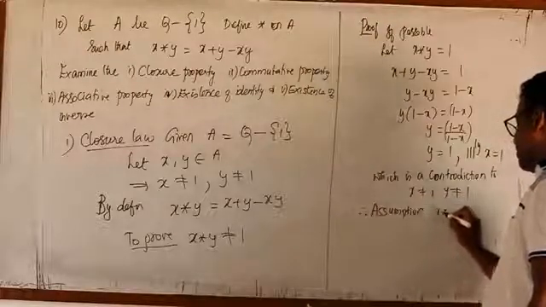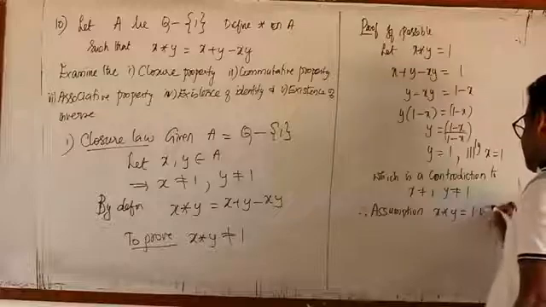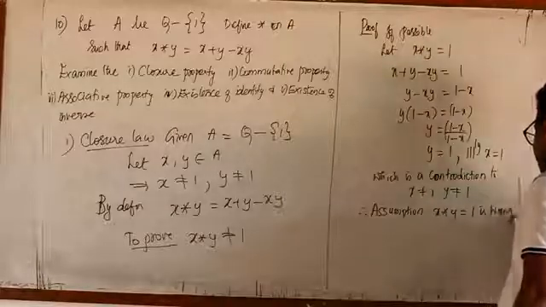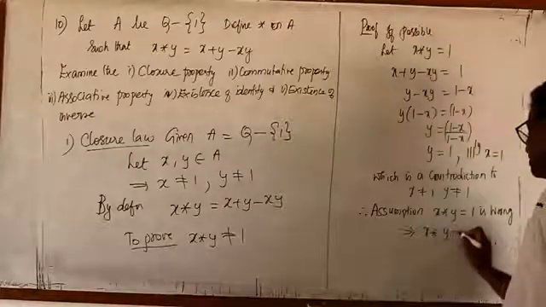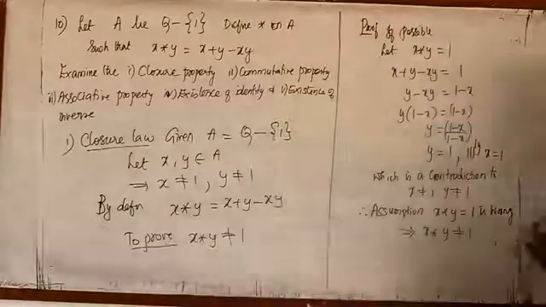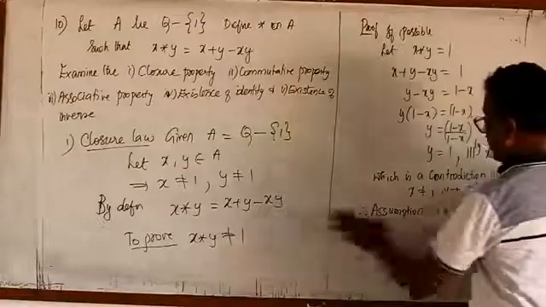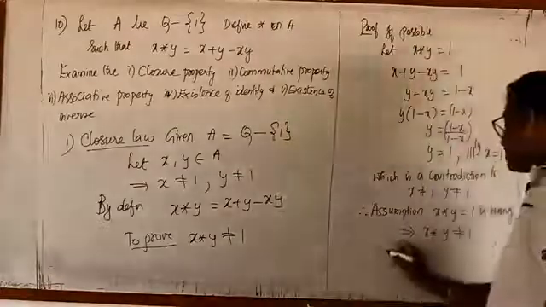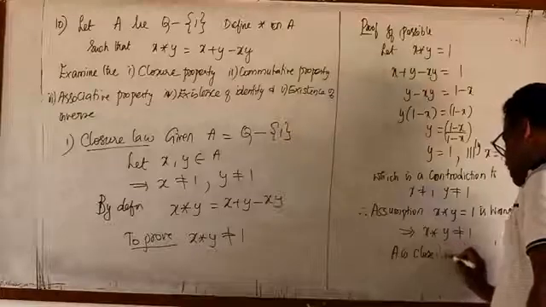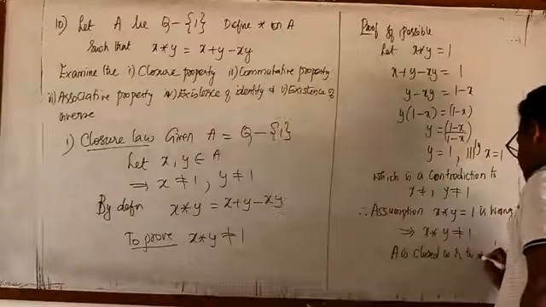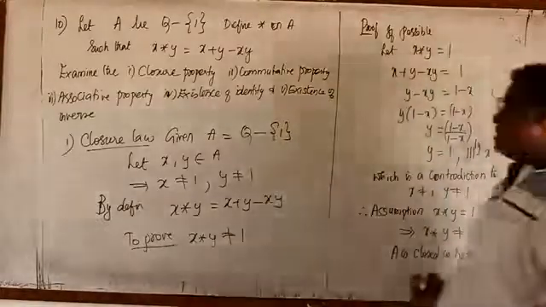x star y equal to 1 is wrong. That means what is correct? Then this implies x star y must be not equal to 1 now. So if it is proved that x star y is not equal to 1, that means A is closed with respect to the binary operation star. So this is called the closure law.